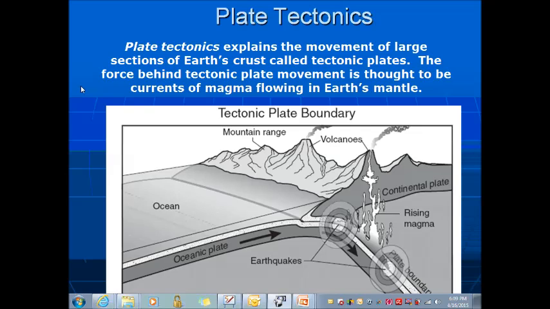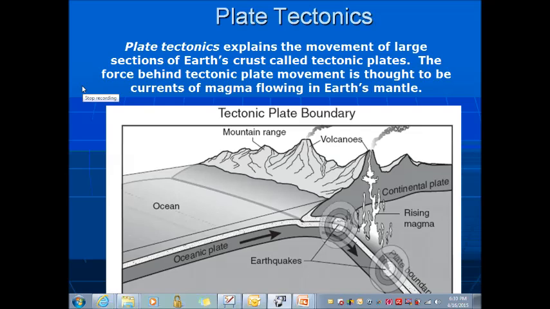explanation of continental drift. Continental drift was a theory that was proposed by a scientist by the name of Alfred Wegener. Alfred Wegener proposed that the continents were once together as a supercontinent that he called Pangaea. Alfred Wegener had lots of evidence to prove that the continents were once together, but what he couldn't prove was how the continents were moving. And so that's where plate tectonics comes in.